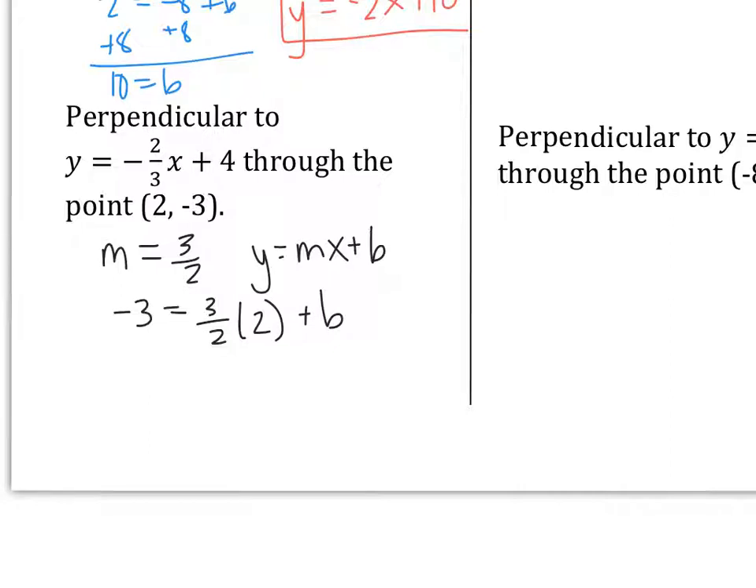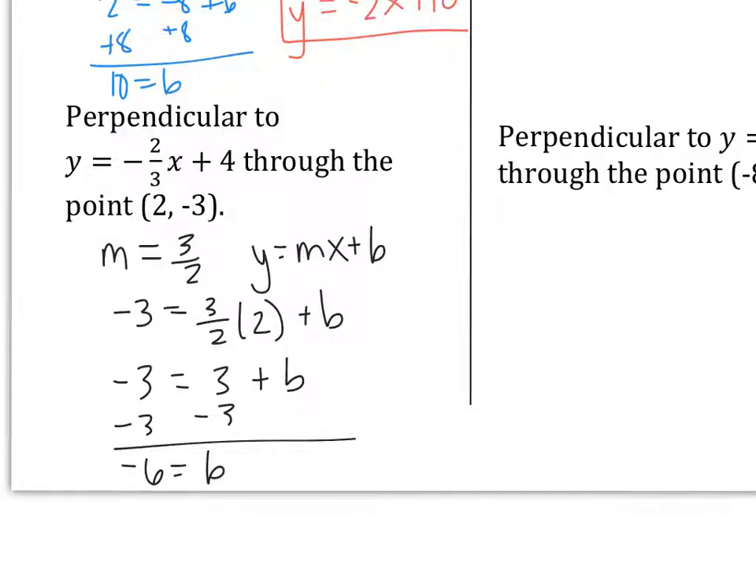And 3/2 times 2, that's like 3 over 2 times 2 over 1. Your denominator in your first fraction is the same as the numerator in the second number, 2 over 1, and those cancel out, so it just leaves 3. So it's negative 3 equals 3 plus b, subtract 3, so b equals negative 6.